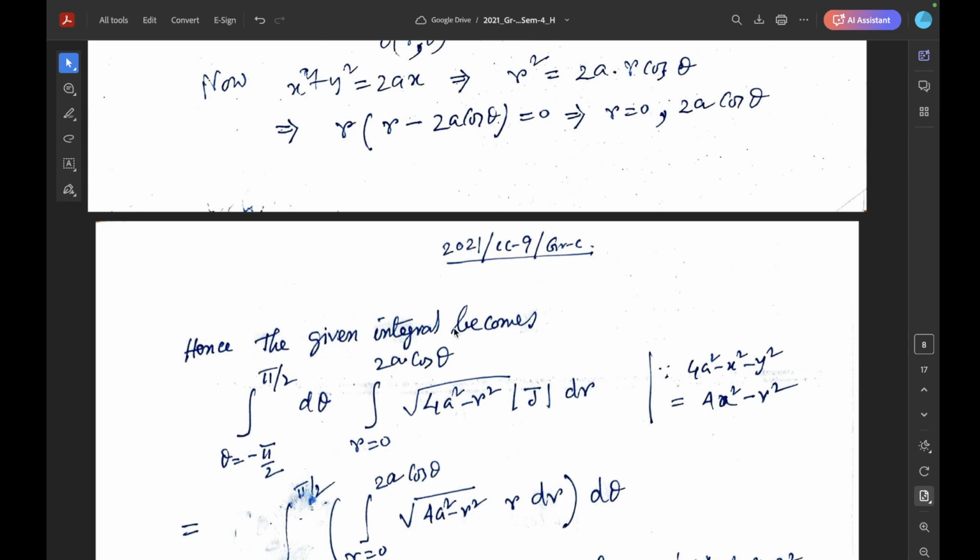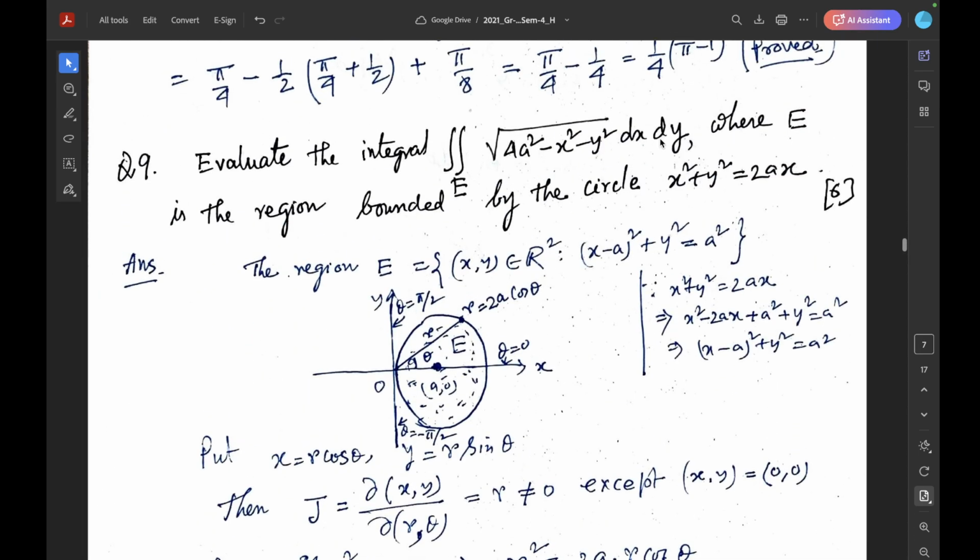Hence the given integral becomes the integral over theta from minus pi by 2 to pi by 2 of d theta, and the integral over r from 0 to twice a cos theta of root over 4a square minus r square, times the modulus of the Jacobian J, into dr. Because 4a square minus x square minus y square, this integrand, is 4a square minus r square.